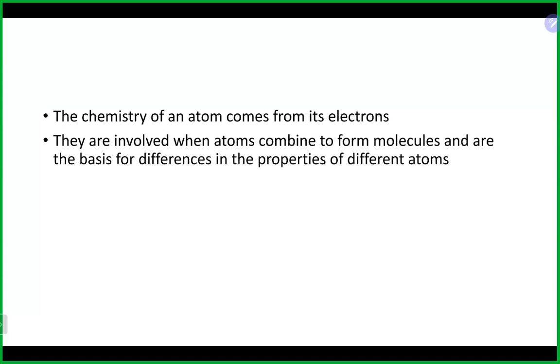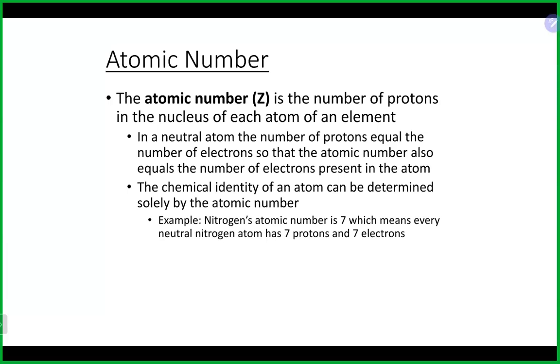So let's talk a little about some of the important aspects of an atom. The first one is the atomic number. The atomic number is sometimes abbreviated as a Z. And the definition of atomic number is the number of protons that you have in an atom of a particular element.